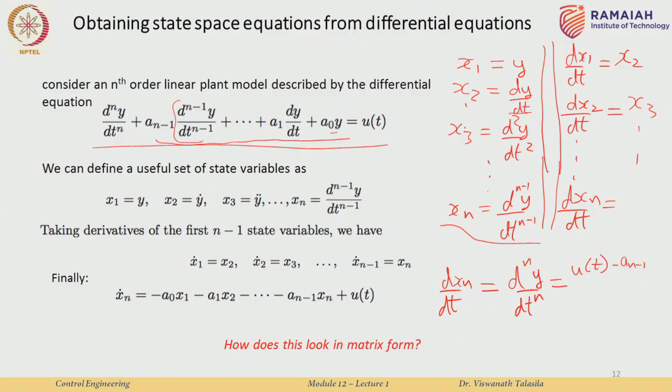Then what do I do with this expression over here? I replace it with xn. This particular term is nothing but xn. So, it becomes minus a n minus 1 xn, and in a similar way minus a n minus 2 x n minus 1, and you can go on like this, and then you have this expression a1 dy by dt, which I take on the right hand side. So, I get minus a1, and dy by dt is nothing but x2, minus a1 x2, and then finally this expression a naught y. Take it on the right hand side, I get minus a naught x1.